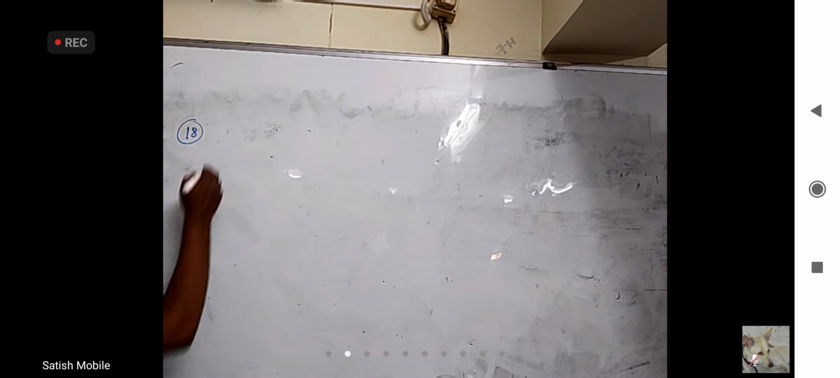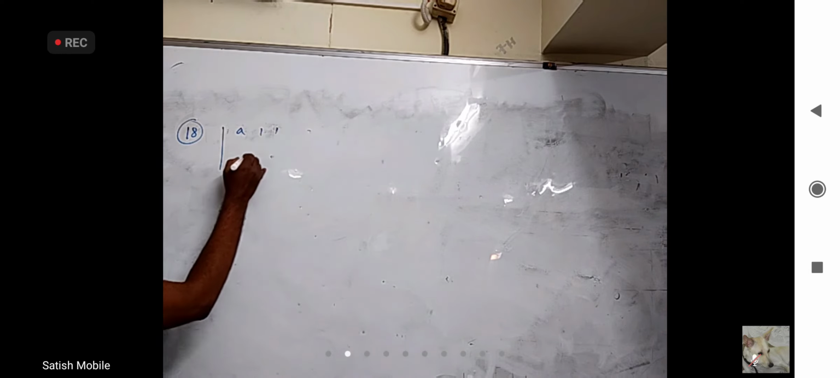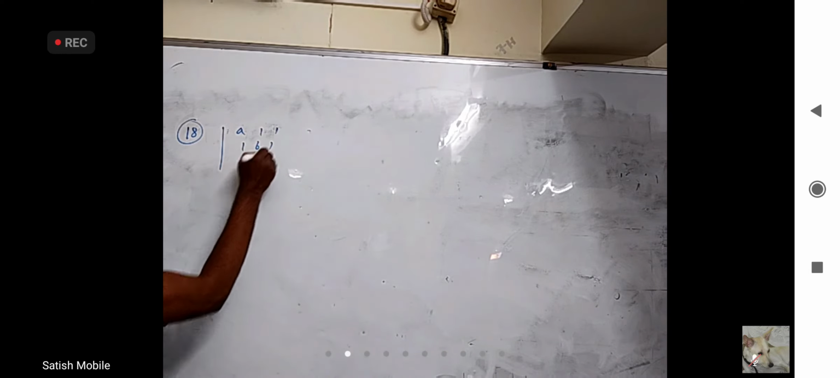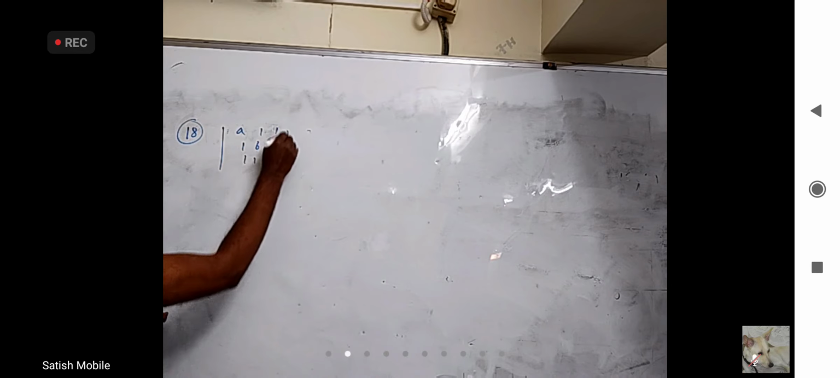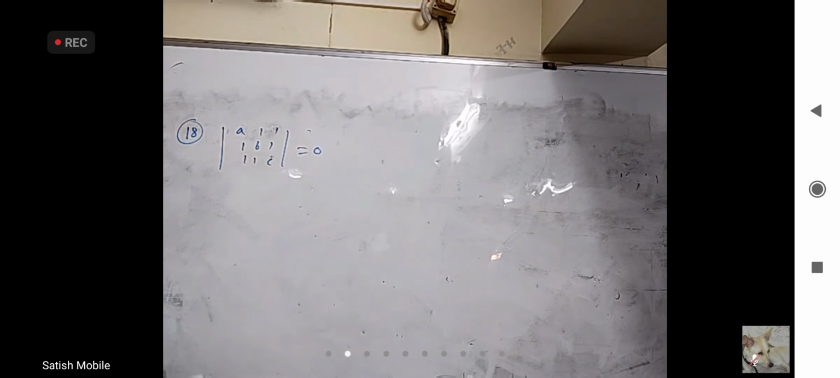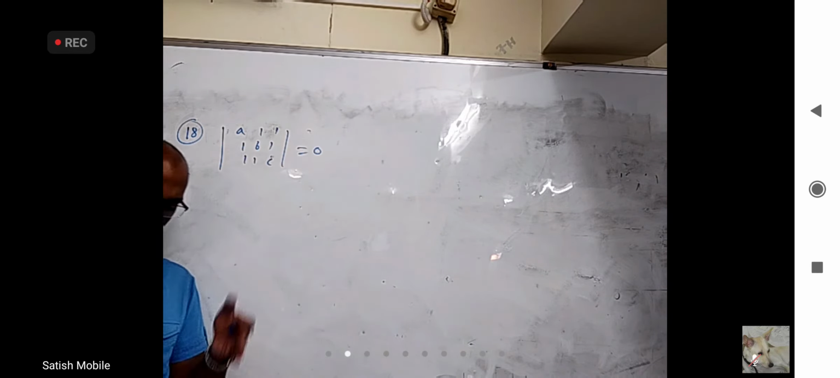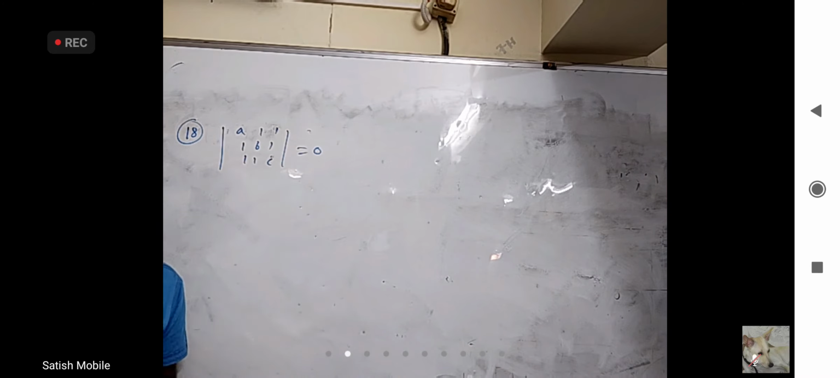Okay, 18th question. The vectors part is very small here. It is more about determinant related things. They gave three vectors. They also said they are coplanar. So that is the determinant with rows A 1 1, 1 B 1 and 1 1 C, which should be 0. Based on that, they are asking the value of 1 by 1 minus A plus 1 by 1 minus B plus 1 by 1 minus C.